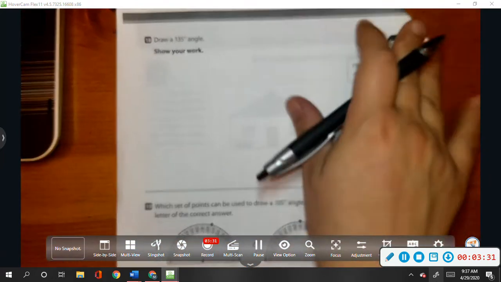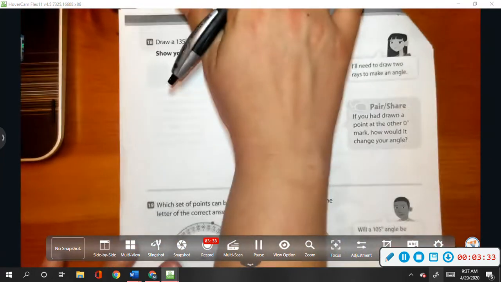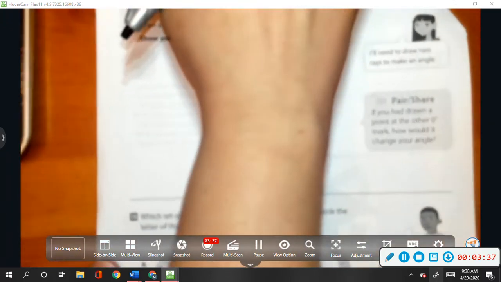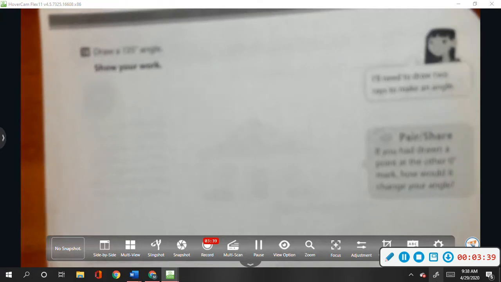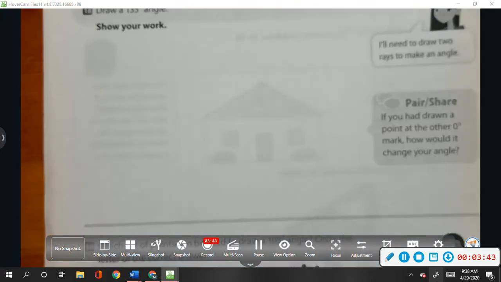The next page, it wants us to draw an angle that is 135 degrees.